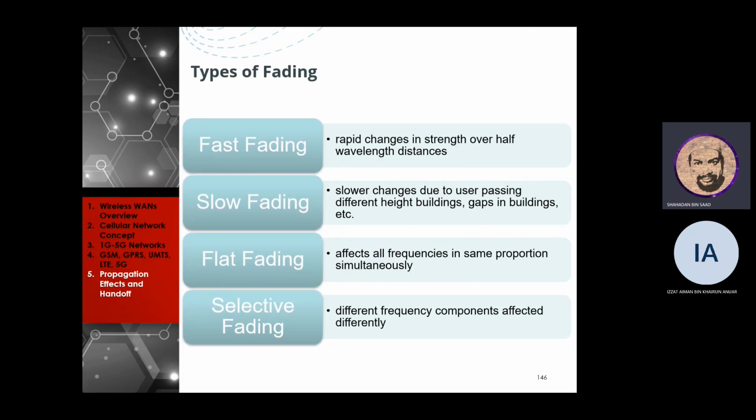Ada jenis-jenis je kat fading kan. Untuk fast fading, rapid changes in strength over half wavelength distances. Slow fading is slower changes due to user passing different height, buildings, gaps in building and etc. Untuk flat fading, effect of frequency in same proportion simultaneous. Selective fading is different frequency components affected differently.